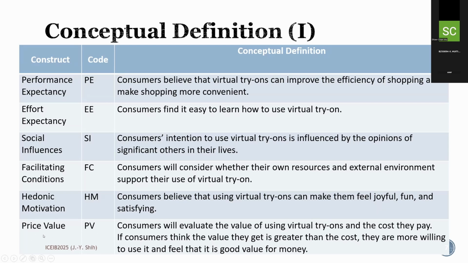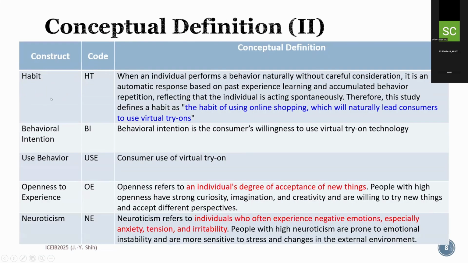And the next one, price value. It is basically measured the CP value consumer perceived. So we define it as this definition. And the next one is habit. It is defined as the habit of using online shopping, which will naturally lead consumers to use virtual try-ons.